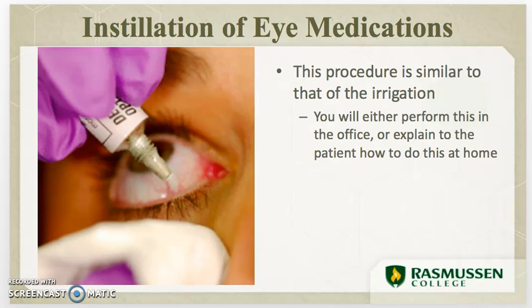Then the medical assistant will pull the bottom eyelid down and they'll hold the dropper about half of an inch above the eye and apply the recommended drops or ointment as prescribed. Once that is in there, you'll want to let go of the patient's bottom lid so that way they can blink the medication through the entire eye and teach them how to do that themselves.